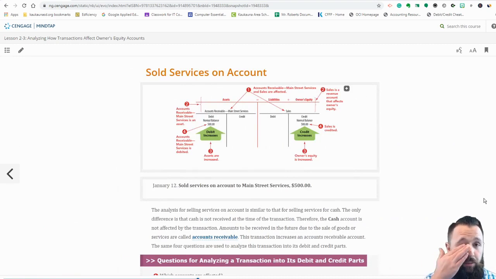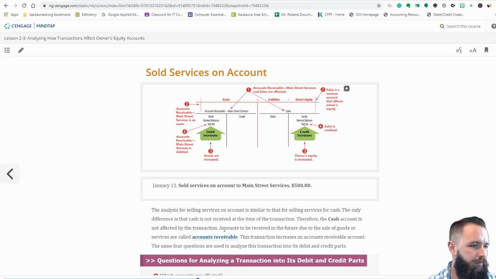And as you're doing problems, and you're like, oh, I don't remember, come back to these slides. They tell you exactly what's going to happen here, and I'm fine with you looking at it for a little bit. So we sold services on account. First thing, is cash involved here at all? No. Okay, that's one of the things that people tend to get wrong. Sold services on account. That means you did something for somebody. They haven't paid you in cash yet, but they said they're going to pay you.